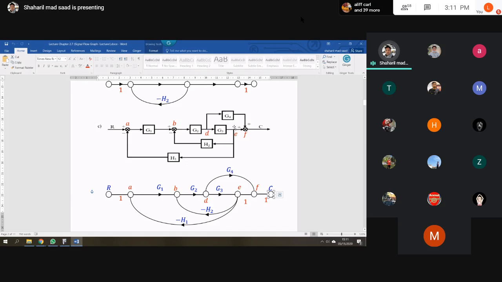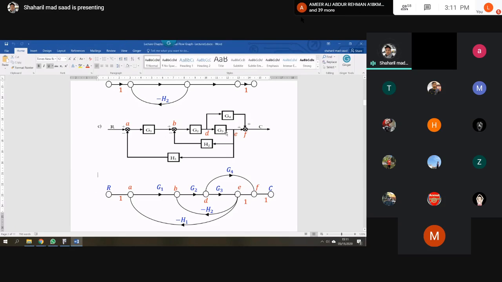If you don't want to combine it, you can make it one node and one node. However, the gain will be 1. Okay, can you see? Then you draw the first straight line first. R to A is 1, A to B is G1, B to D is G2, right? So D to E is G3, and E to F is 1, and F to C is 1.